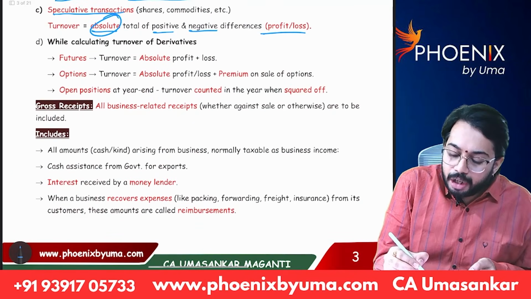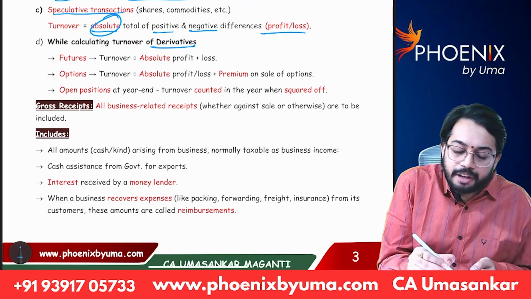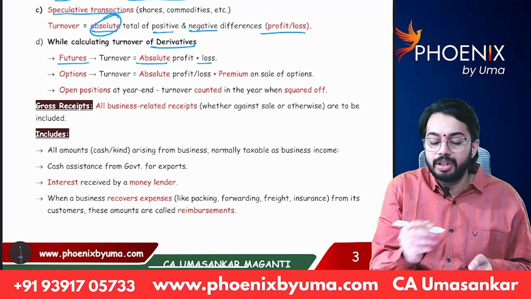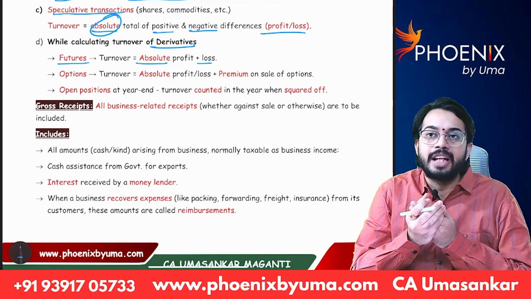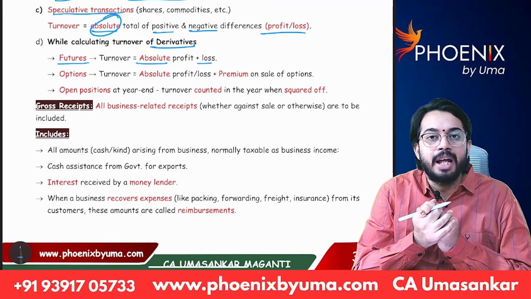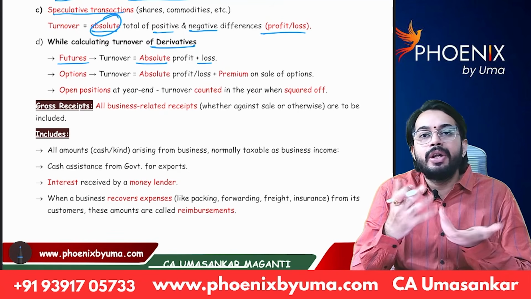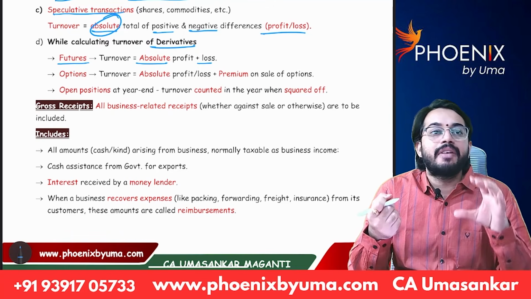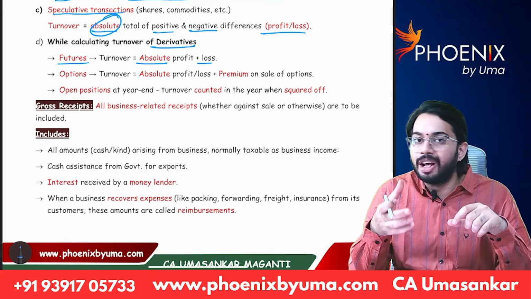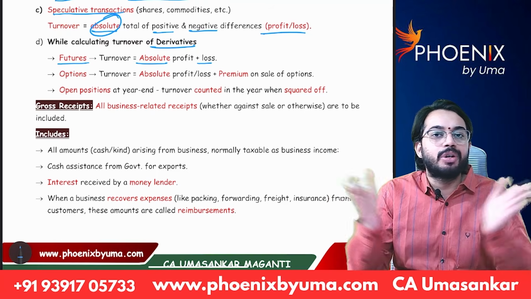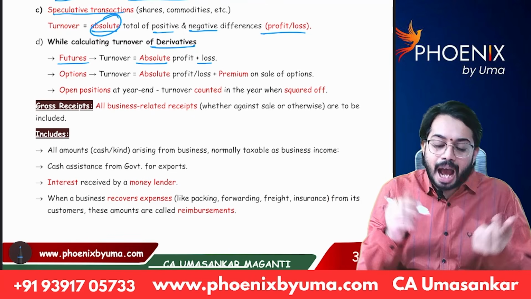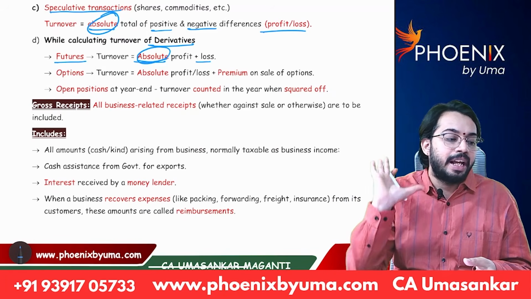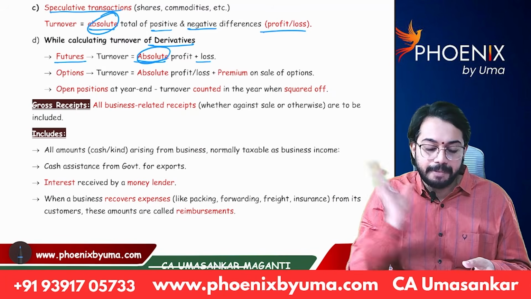While calculating turnover of derivatives, in case of futures also, absolute profit plus loss. What do you mean by this? You know futures, right? In your financial management, you have studied about futures. Whenever you are dealing in futures, either you will get profit or you will get loss. So whatever the profit amount is there, whatever the loss amount is there, total profits and total losses are to be added. You have to take absolute figures. So you have to take absolute profit plus loss, that will be taken as turnover. Are you able to understand?